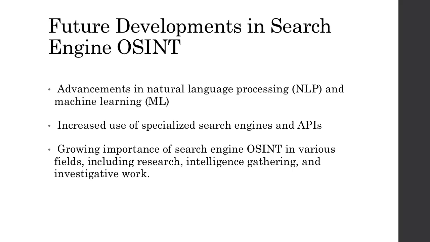Picture a cybersecurity expert trying to track down a hacker by analyzing their online activity. They might use search engine OSINT, open source intelligence, to gather publicly available information about the hacker's online presence, which can help them identify and prevent future cyber threats. Search engine OSINT is becoming increasingly important in fields like research, intelligence gathering, and investigative work because it helps professionals find relevant information quickly and efficiently.